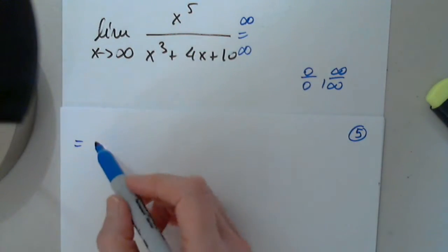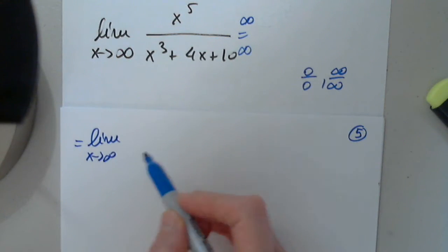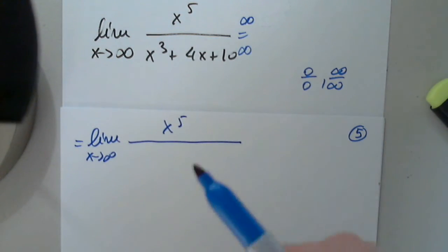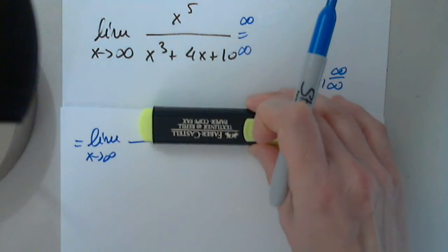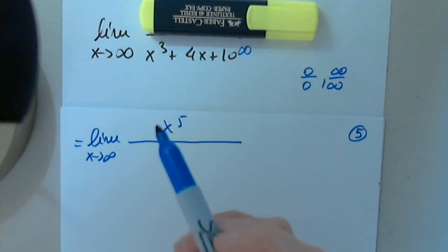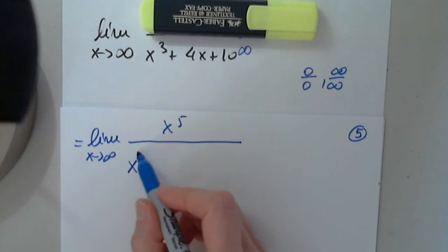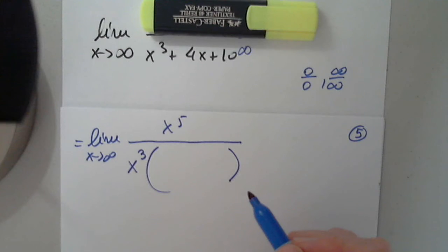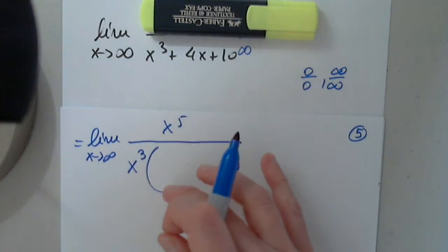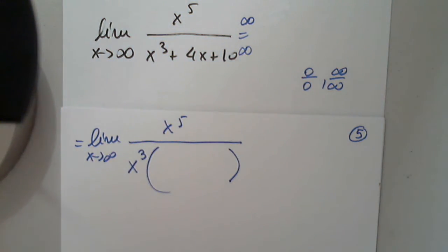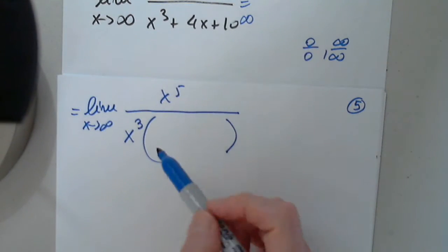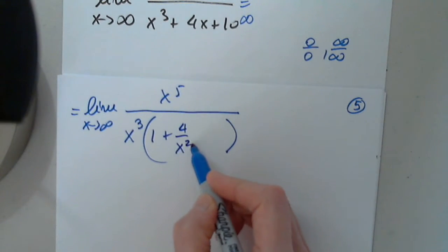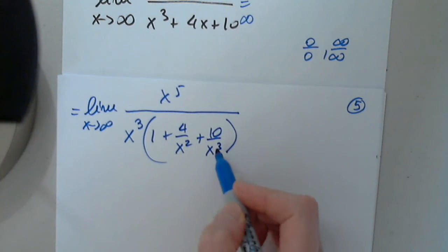I cannot do anything to the top. So that stays. But the degree in the denominator has nothing to do with the degree in the numerator. Okay? Nothing. The degree in the denominator is 3. I will factor out exactly what I see. I'm not just multiplying or dividing by something. They are different entities, separate entities. So please do not look at the top, just find the degree. And then you will get 1 plus 4 over x squared plus 10 over x cubed.